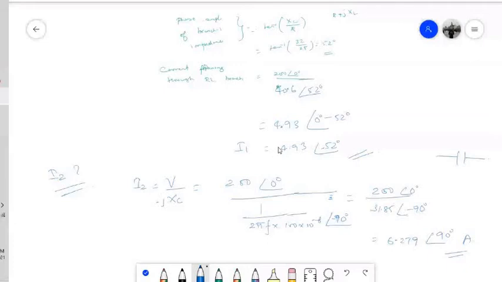So we have already obtained the magnitude as well as the phase angle of I1 and I2. Now it will be very easy to find IT, which is nothing but I1 plus I2. But if you want to find IT total, it will be much easier if you convert this into rectangular form. How to convert this into rectangular form? This is 4.93 r theta, so it is r cos theta plus j sin theta.